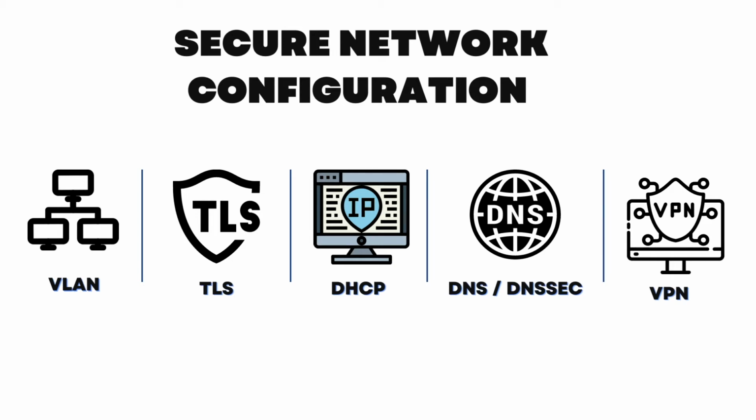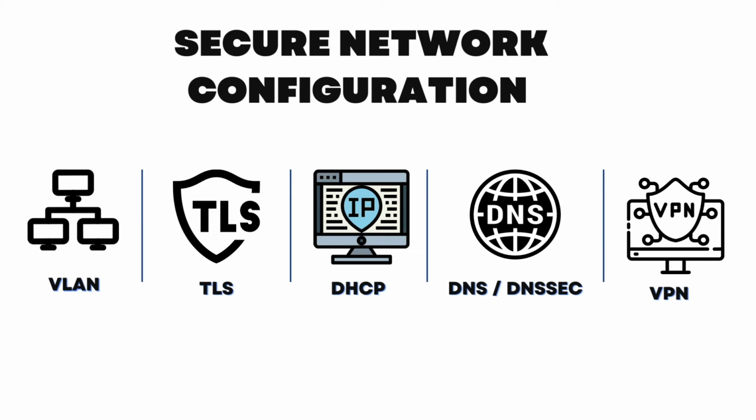Now let's take another thing, which is secure network configuration. So when you're talking about secure network configuration in the cloud, it usually involves the use and configuration of several technologies, like VLANs, TLS, DHCP, DNS, and VPN. And you must understand, as a CCSP, the key concepts and how they work and how you apply them.